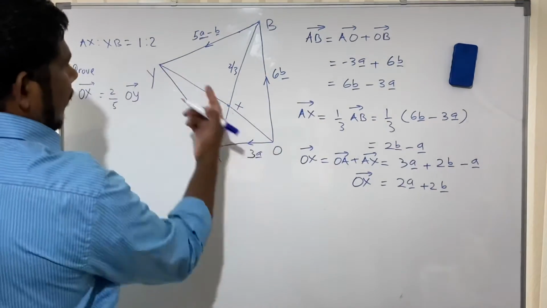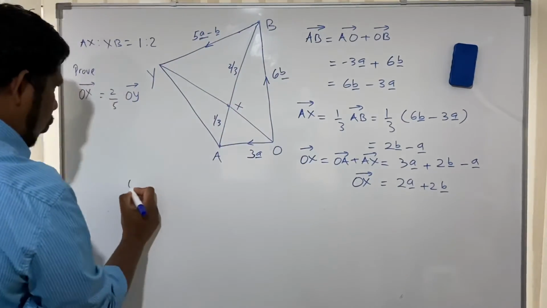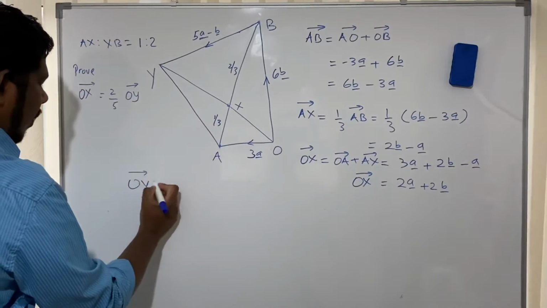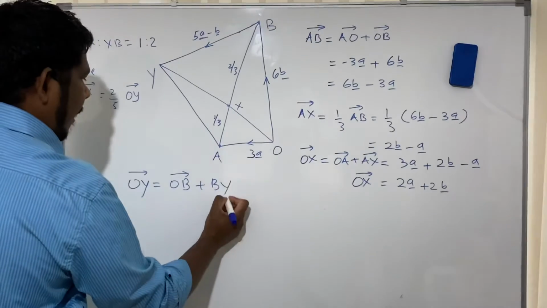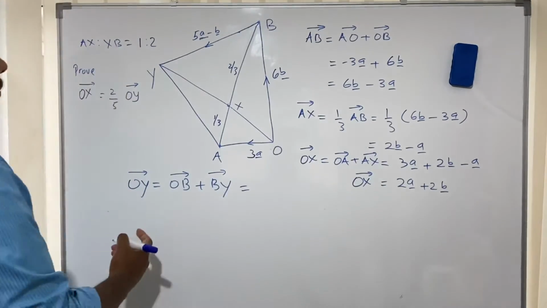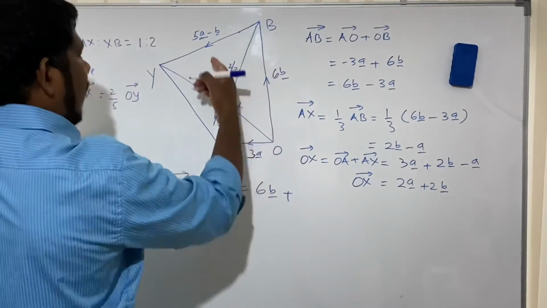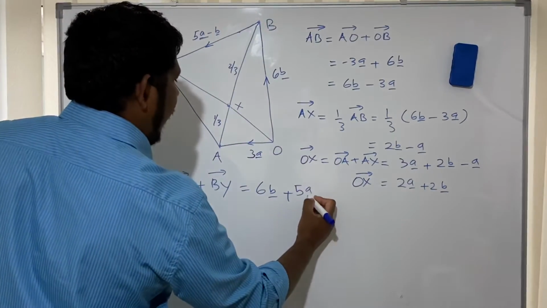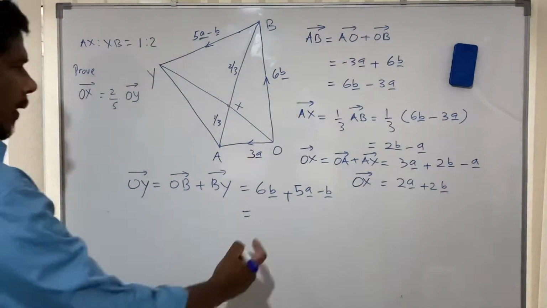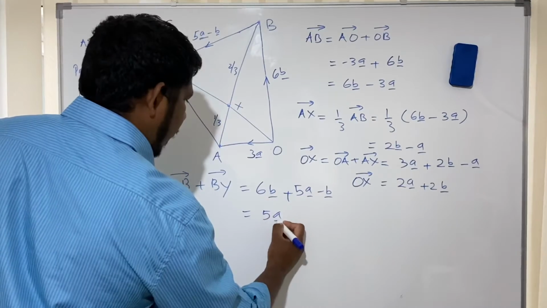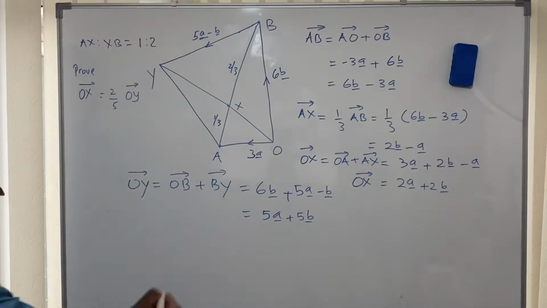Now we need to find vector OY. OY is easy. We can go O to B and then B to Y. So vector OY equals vector OB plus BY. Vector OB is 6b and BY is 5a minus b. So that's going to be 5a plus 5b. This is OY.